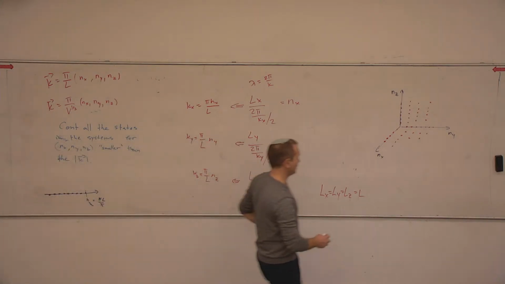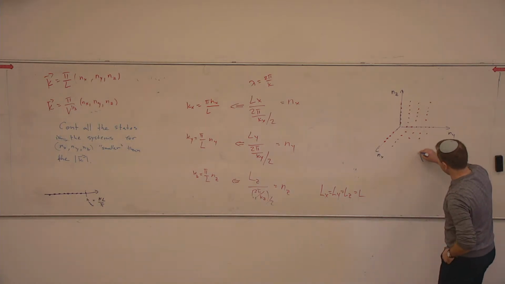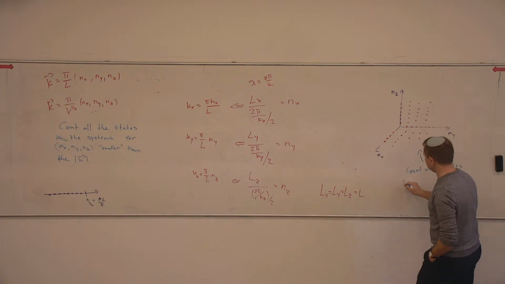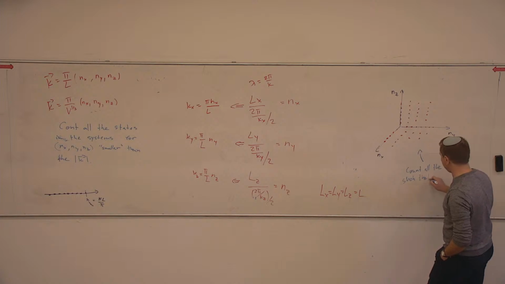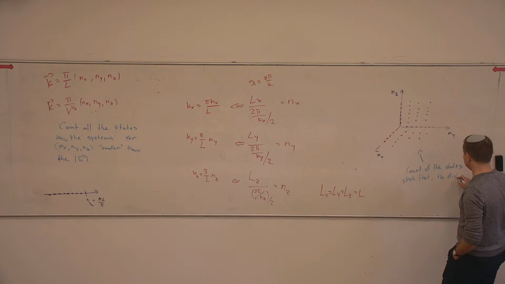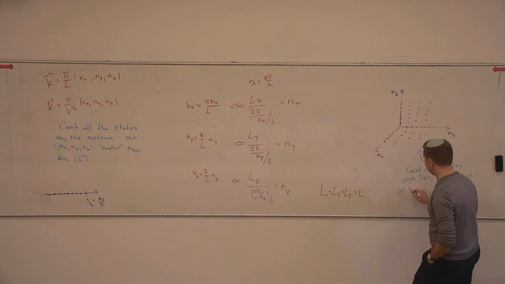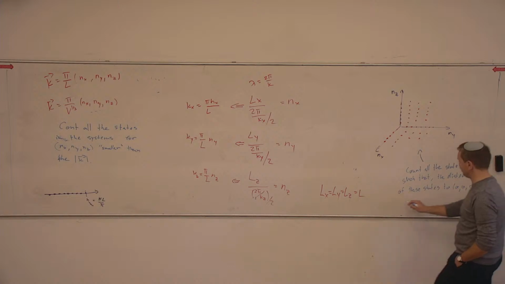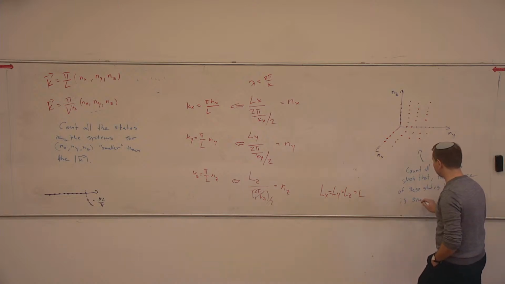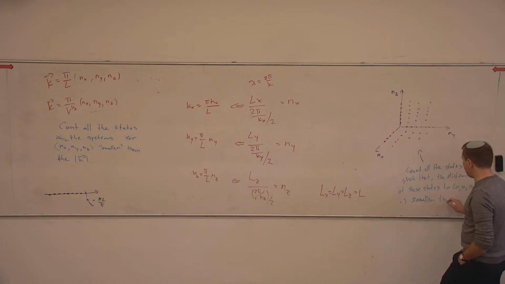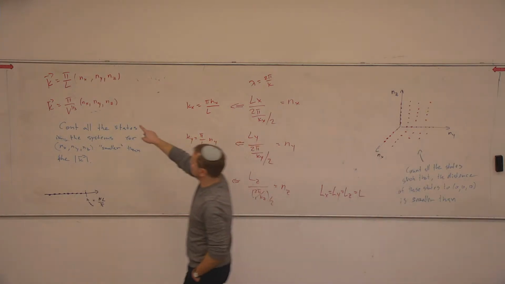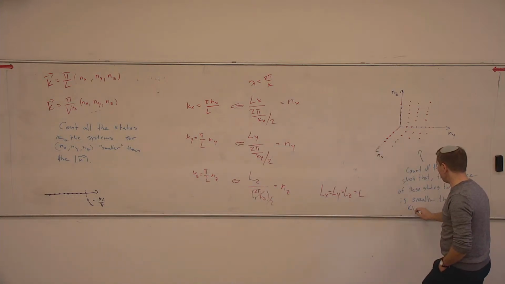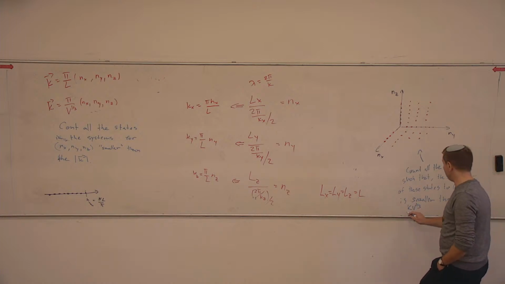Okay. So count all the states such that the distance of these states to 0, 0, 0 is smaller than my vector over here. So it is k v to the 1/3 divided by pi.